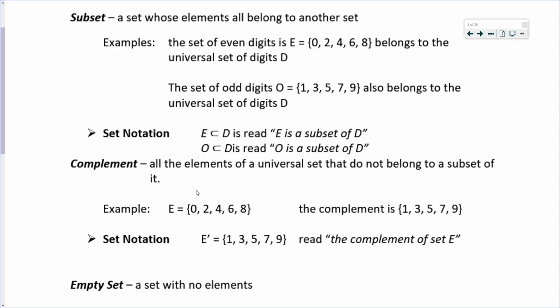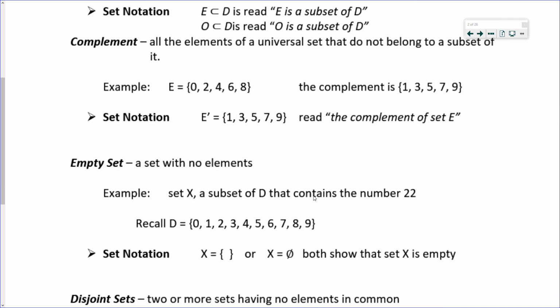If we talk about complements, that's all the elements of the universal set that do not belong to a subset of it. So for example, if my set is E, the even numbers, which was 0, 2, 4, 6, 8, and I'm still using that original universal set, the 0 through 9, then the complement of it would be everything that is not in E. So the 1, the 3, the 5, the 7, and the 9. To use set notation to show that, we use E prime, so E with this little tick. And so E prime, or the complement of E, is equal to 1, 3, 5, 7, and 9.